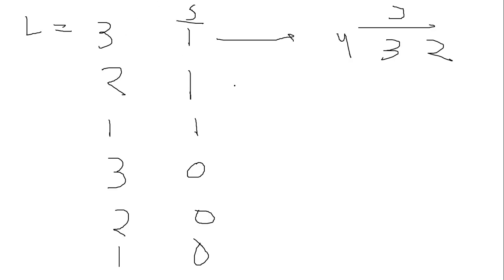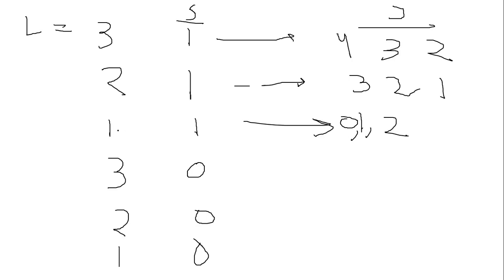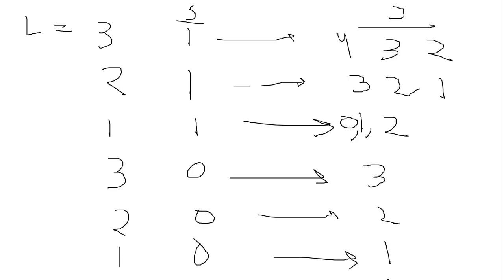Similarly, for L equal to 2 and S equal to 1, we will get J equals to 3, 2, 1 or 1, 2, 3, because 2 plus 1 equals 3 and 2 minus 1 equals 1. Then for L equal to 1 and S equal to 1, 1 minus 1 is 0 and 1 plus 1 equals 2. So it will be 0, 1, 2. So these are the possible combinations of J.